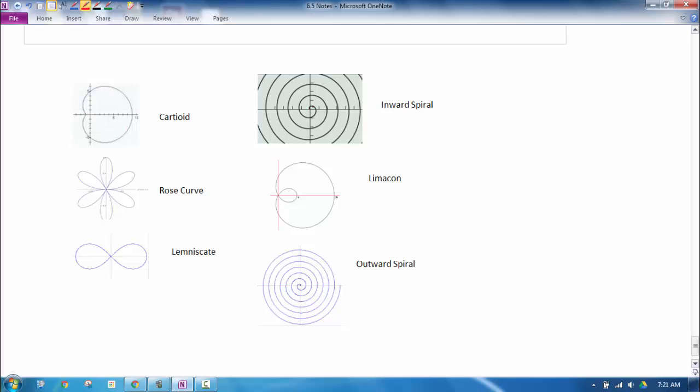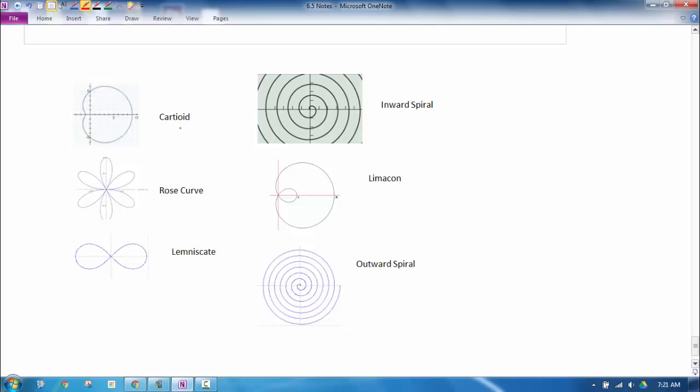If you look at an inward spiral, as we rotate to a positive angle here, you'll notice that my r is getting smaller. So that's why it's called an inward spiral. The outward spiral down here is just the exact opposite. When I rotate in a positive angle direction, my r is getting bigger and bigger. And then I've got my limacon right here, rose curve, and a lemniscate, which looks like an infinity symbol.